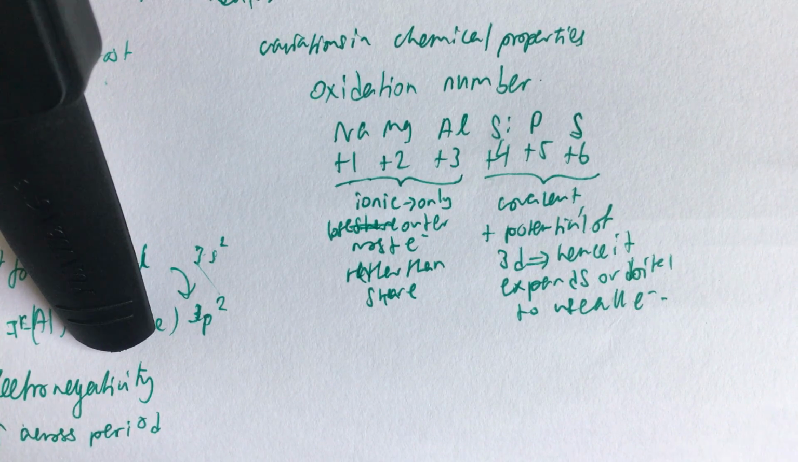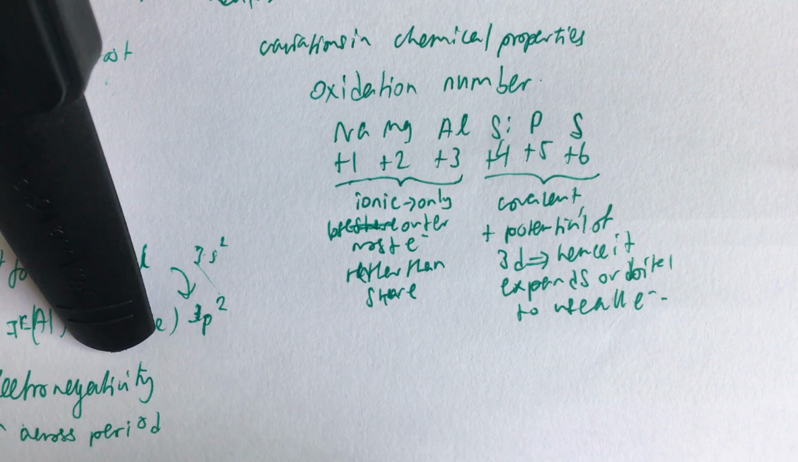Then P4O10 is actually not really giant per se, but it's a covalent compound. SO3 is definitely a simple molecular covalent compound. Yeah, nothing much to say.